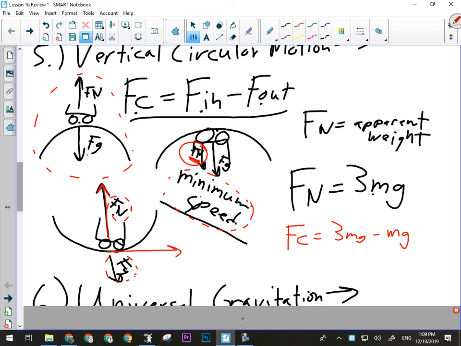Question: should you expect to see a vertical circular motion problem on your test? Yes. Yes.